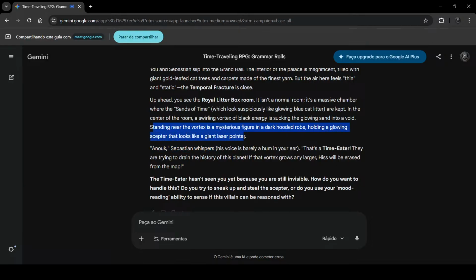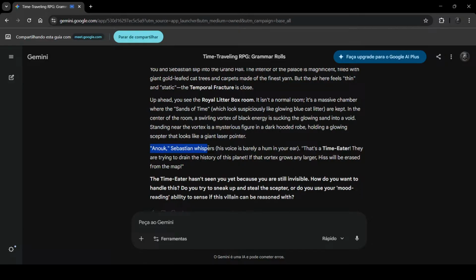What is swirling? Swirling means it's going around and around in circles, like a redemoinho, right? A redemoinho swirls, right? Okay.